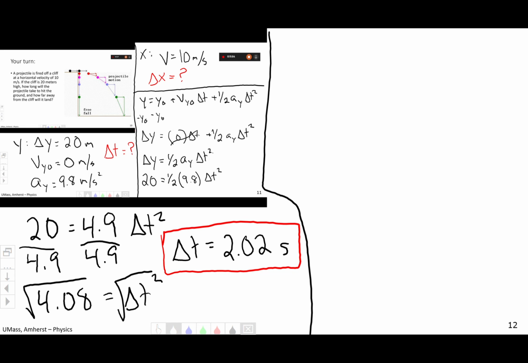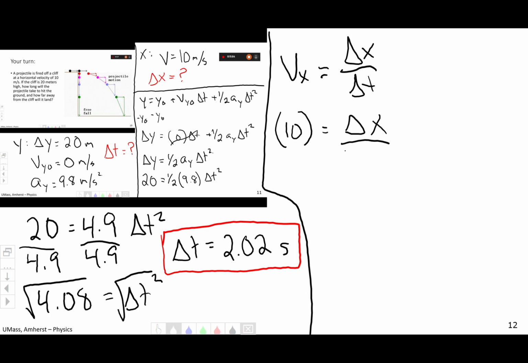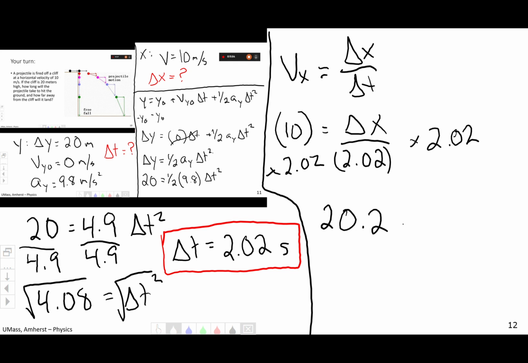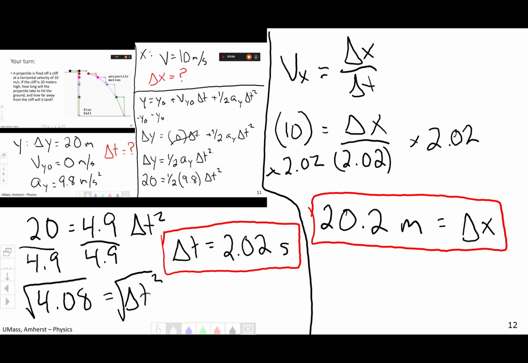We can then transfer this over to the horizontal, where we know that Vx equals delta x over delta t. Our Vx is our 10 meters per second, equaling delta x over 2.02 seconds. So we times 2.02, and we get 20.2 meters is our displacement. All right, so we have successfully succeeded. Hooray.